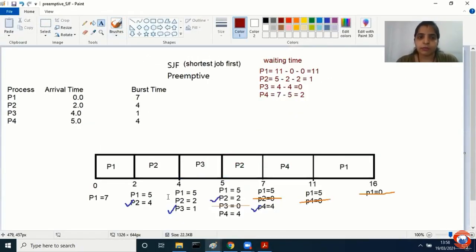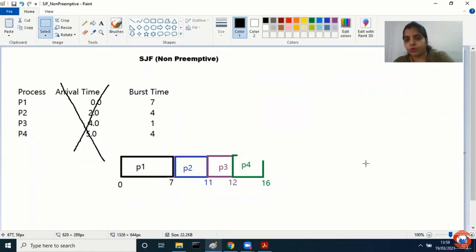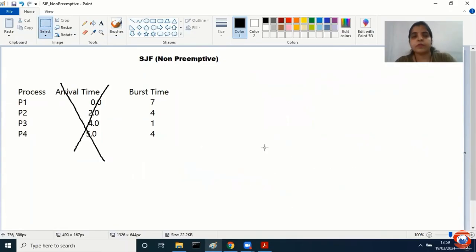ठीक है. Let me first complete this. SJF समझ में आया क्या सबको? Preemptive, everyone? Have you got how we have calculated waiting time? Right. Okay. I'll just save this. I'll go back to SJF non-preemptive. One mistake that we have done over here. I'll just remove it. I'll explain one more time.